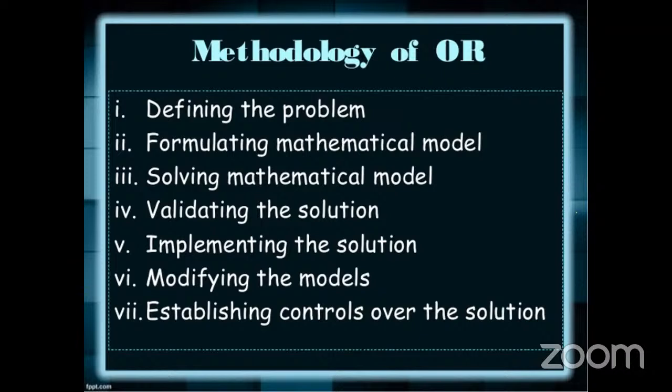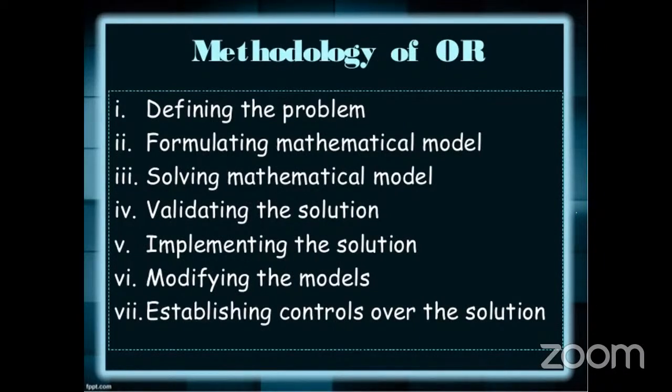And modifying the models: if any deviation appears in the actual output, then modify it and apply that. Then establishing a control over the solutions. If the system is not going according to the plan, you can control it with the solution, whatever we got as the best solution in this OR technique. So this is the methodology which you can apply in any business or any area where complex problems are there. You can solve and get the best solution, and that can be seen practically in your business. This is what the methodology of OR is.